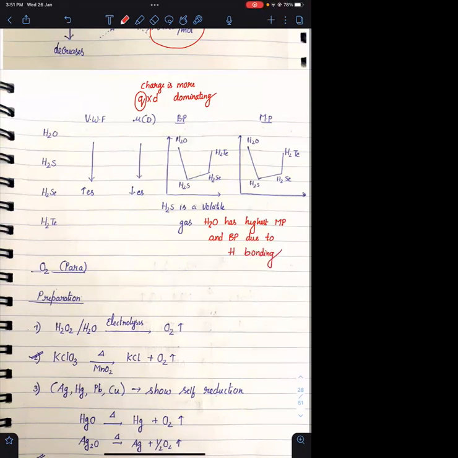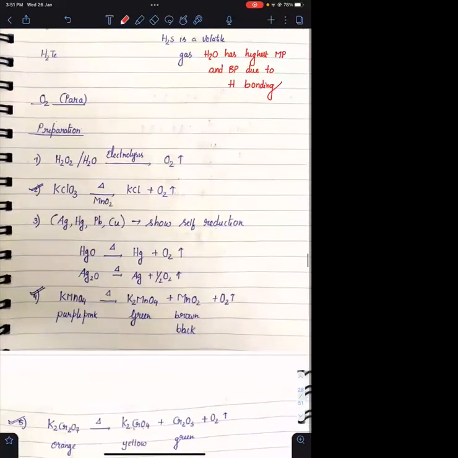Okay, next part. O2 preparation methods, very, very important. There are several reactions that liberate O2. Okay. And there are several reactions that liberate N2, jo N2 ke preparation method mein humne dekha hai. Remember? Okay. So there are several reactions that liberate O2. One is electrolysis of H2O2 or H2O.